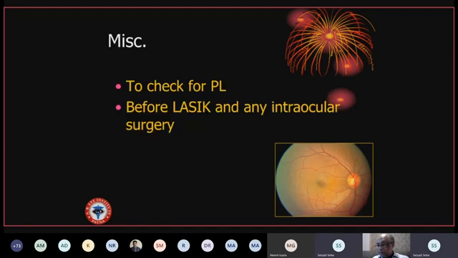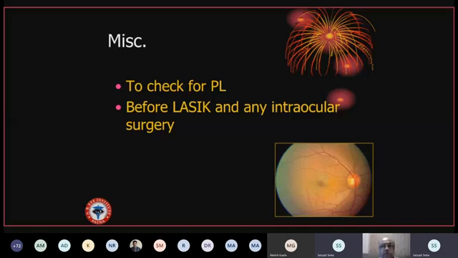Now, this is a very important point. If you have to announce that the patient is perception of light negative, it is imperative that you make the room darkened. Switch on the direct bright light of the indirect ophthalmoscope. Close the fellow eye and check properly once, twice, thrice before declaring that this patient is PL minus.